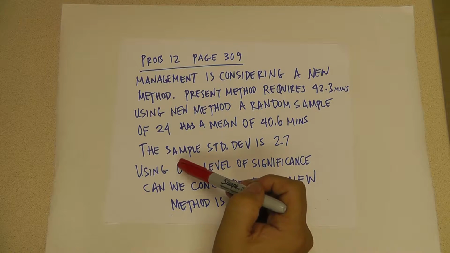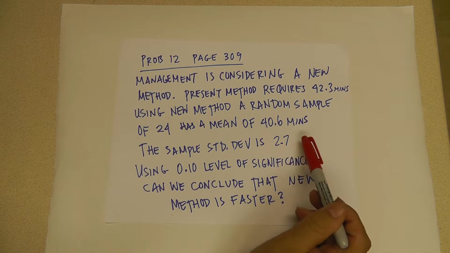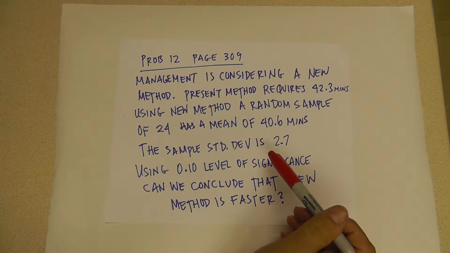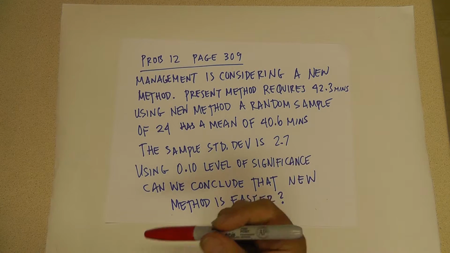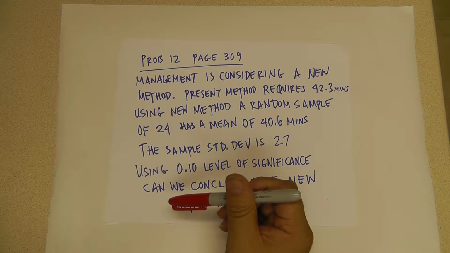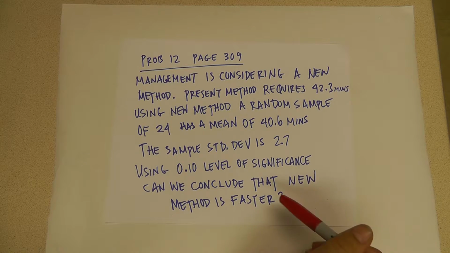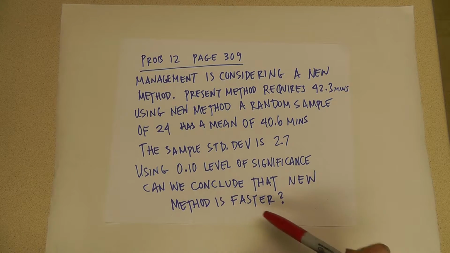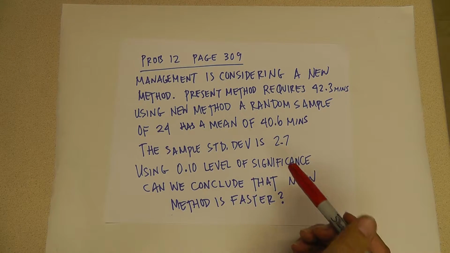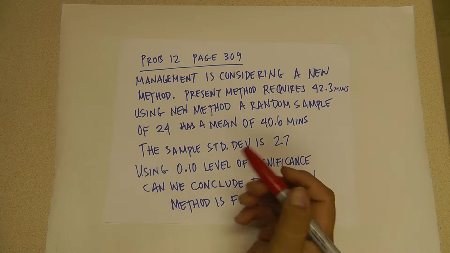This fact of having the sample standard deviation instead of the population takes us to the t-distribution, and the level of significance, or alpha, is going to be 0.10. And the question is, or the claim is, that the new method is faster, and this is what we had to test. We are going to do a hypothesis test using a t-distribution.